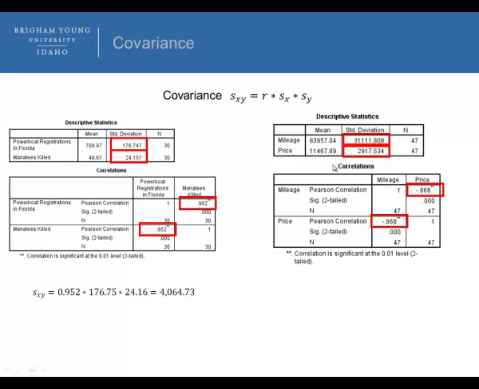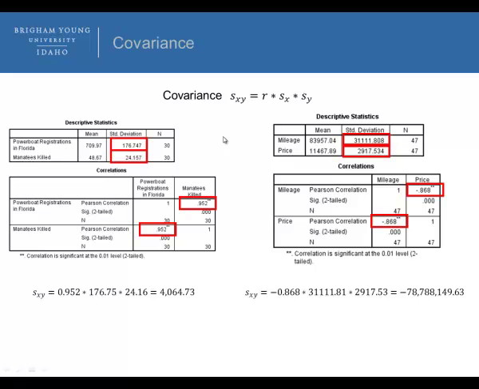Now, if you want to, please stop the video and try to figure out the covariance of the relationship between mileage and price. So if we calculate this, what we do is we take the correlation, which is negative 0.868, times the standard deviation of mileage times the standard deviation of price, and we get a big number, which is 78,788,149.63.